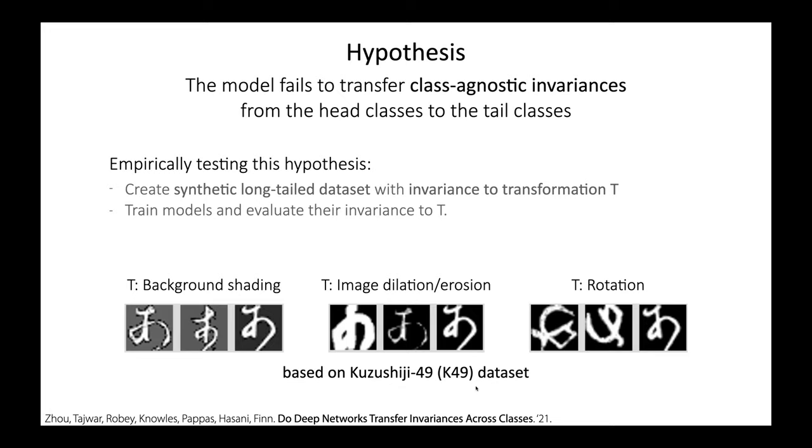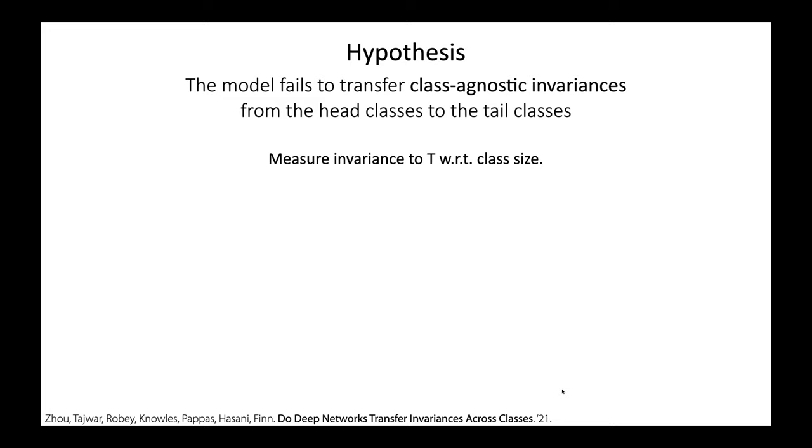Great. Once we create this long tail data set, we're going to train models on it and then measure the invariance of those models with respect to the class size. In particular, we'll look at invariance to T. Lower is going to be better. The way that we're going to measure invariance is to measure the KL divergence between the predicted label distribution of the untransformed example versus the predicted label distribution of the transformed example. So how much do the label predictions agree when you apply this transformation to the image? And we'll look at this as a function of the class size.